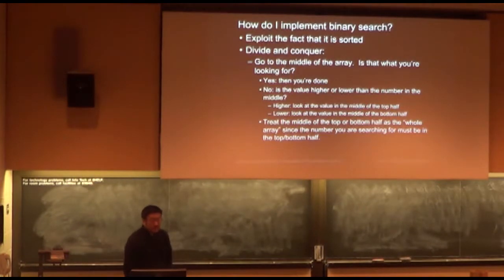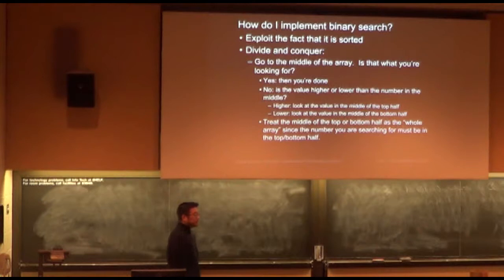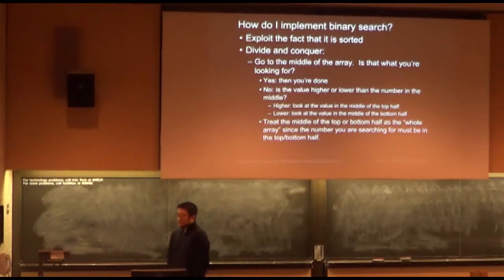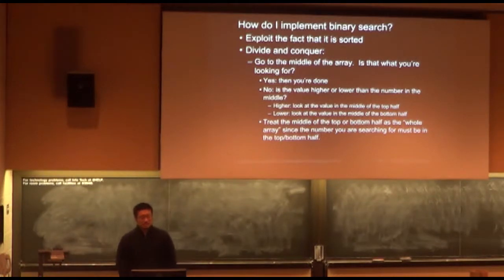How exactly do I implement this? If I can't do it with a loop that's going to step through the array the way that a linear search does, then it's a little bit strange how I might do this. So let's look at how this works. Divide and conquer goes to look for the middle of the array. And if that's what you're looking for, then you're done. And if not, you need to figure out what the new search area is.